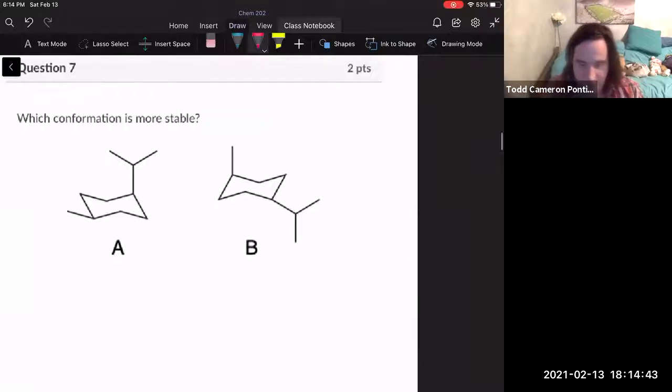Up next, which of these conformations is more stable? So we have here two different chair molecules. Which one is more stable? Well, remember, when we have the chair conformation, anything that is axial creates steric interactions with the adjacent substituents. So what I mean by axial is anytime you see a vertical line coming off of our chair conformation.